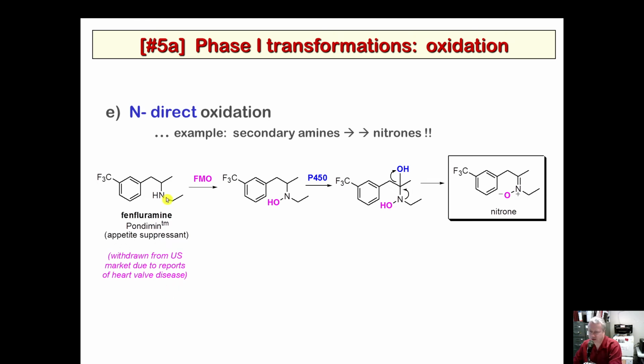It's got a secondary amine, and FMO will oxidize the nitrogen. And then P450 will come in and oxidize the carbon. So it's like a double oxidation. First it oxidizes the nitrogen, then it oxidizes the carbon. Then the nitrogen swings in, kicks that off, and now you have something called a nitrone, which is a different functional group. It's kind of like a ketone almost, right? A ketone being just an oxygen there.